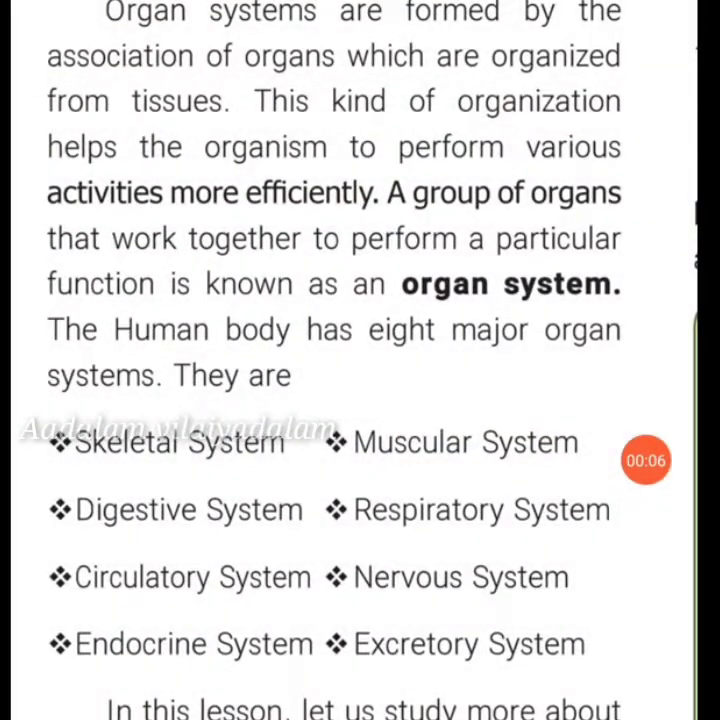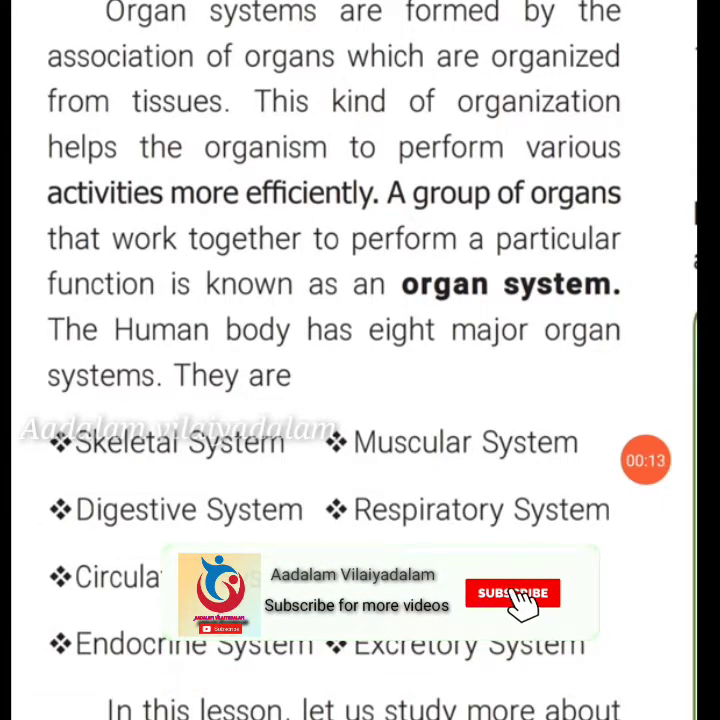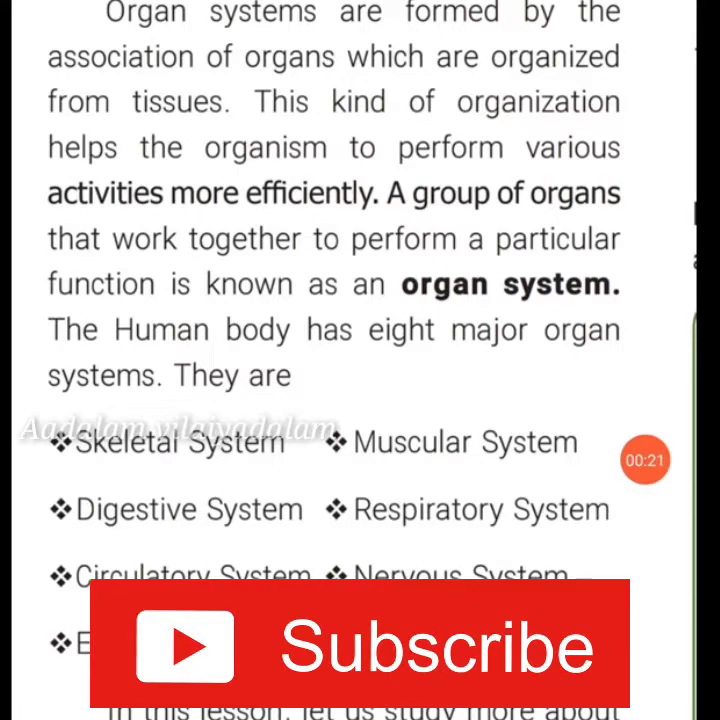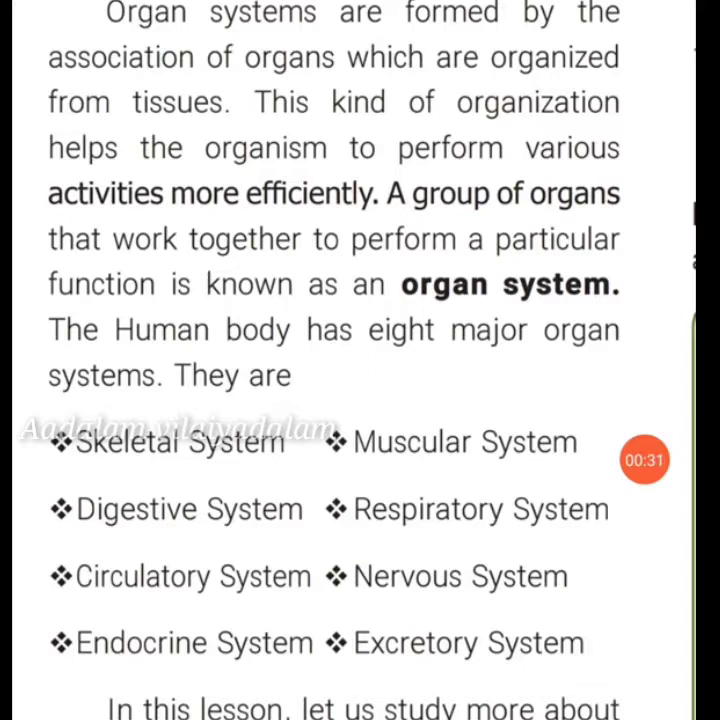So, introduction. Organ system. What is an organ system? A group of organs that work together to perform a particular function is known as an organ system. An organ system is formed by the association of organs, which are organized from tissues. This kind of organization helps the organism to perform various activities more efficiently.